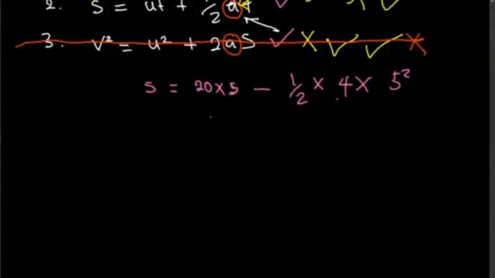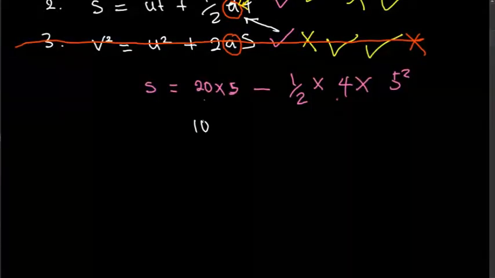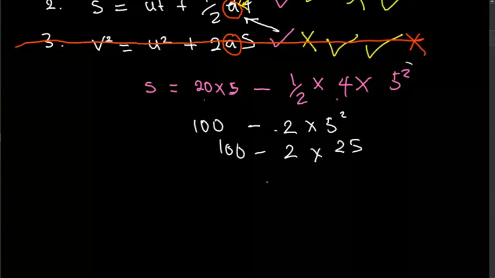Now 20 times 5 is what? 20 times 5 is 100. Let me use a brighter color. 20 times 5 is 100, minus 1 over 2 times 4, which is the same as saying 4 divided by 2. That is 2. So 4 divided by 2 is 2, times 5 squared. 5 squared is the same thing as saying 5 times 5, which is 25. So 100 minus 2 times 25. Are we following?